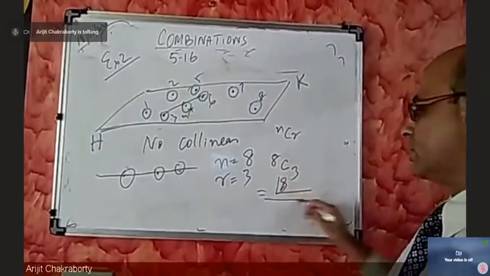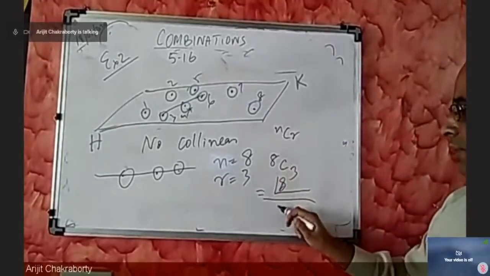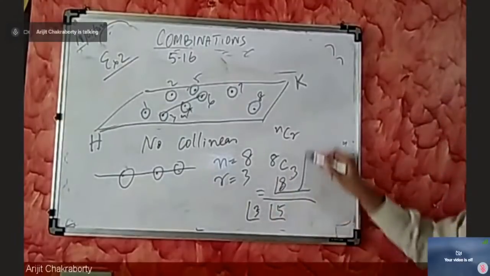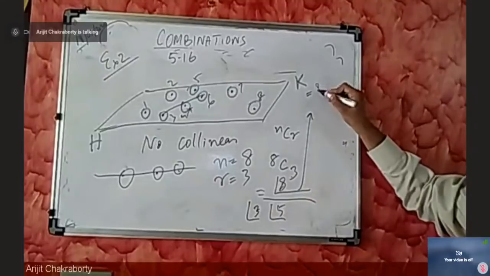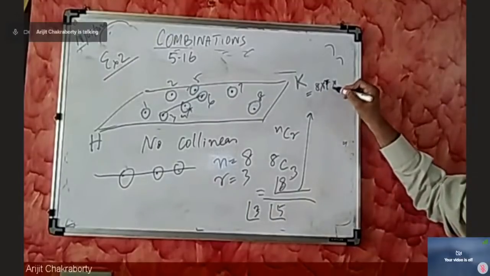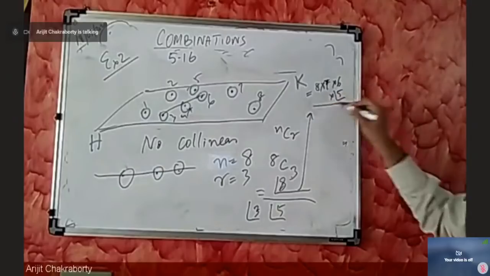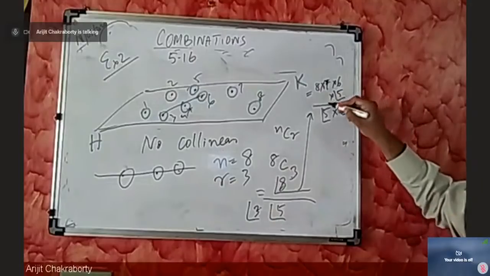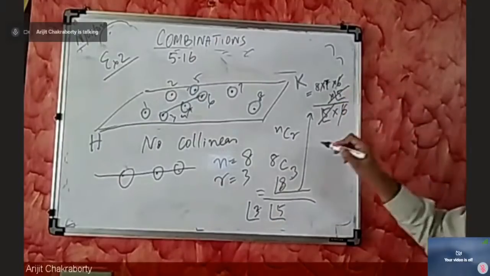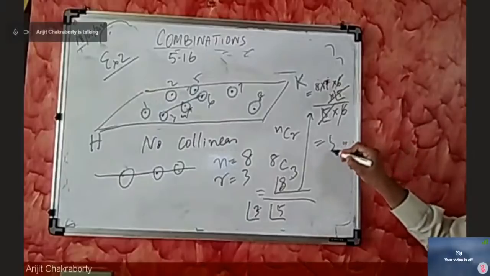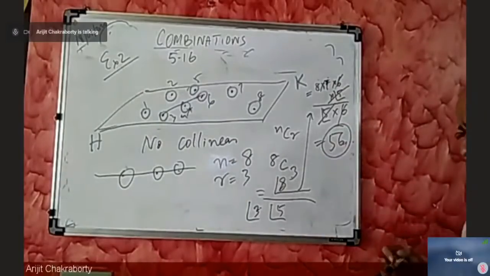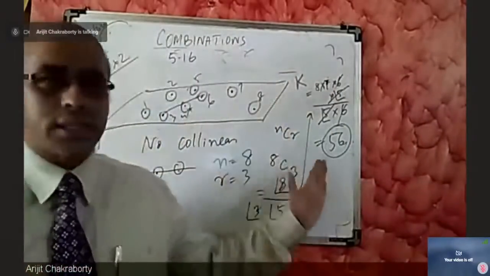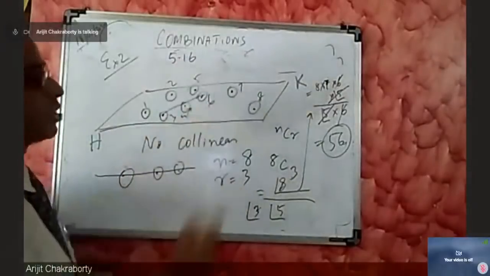Let's see how many choices we will get. 8C3 means factorial 8 divided by 8 minus 3, that is 5 factorial into 3 factorial. So this means 8 into 7 into 6 into 5 factorial divided by 5 factorial into 3 factorial. 3 factorial is 6. So 5 factorial and 5 factorial cancel out, 6 and 6 cancel out. You have 7 into 8, that is 56. This is the answer. Which means that you can draw 56 triangles keeping these 8 points on the plane.